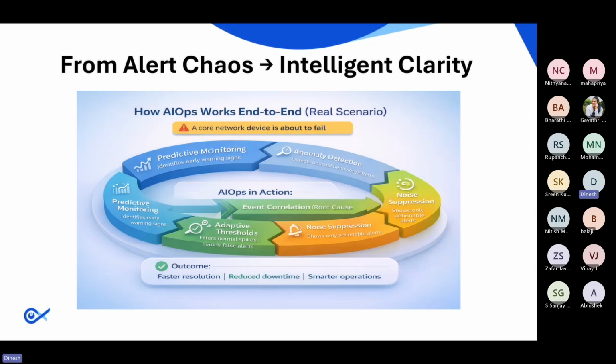And finally, we can see there is proactive capacity planning being created to ensure that we avoid similar issues in the future. This is how AIOps transforms operations from reactive troubleshooting to intelligent decision making. You can see there is reduced downtime, smarter operations, and faster resolutions.